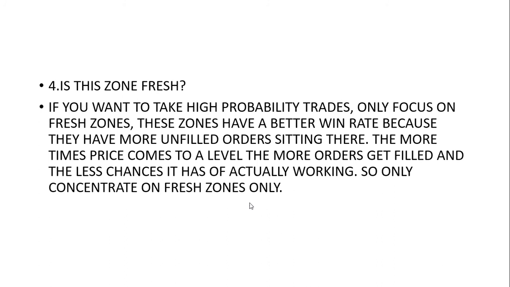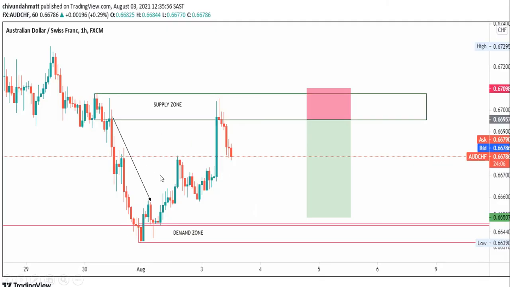So what is the fourth one? The fourth one is the freshness of the zone. So ask yourself, how fresh is this zone? Is this zone a fresh one? Okay, so why is it important? If a zone is fresh, it means that orders have not been filled yet. So when price leaves a level like this, the more times price comes back to this level, the more orders get filled.